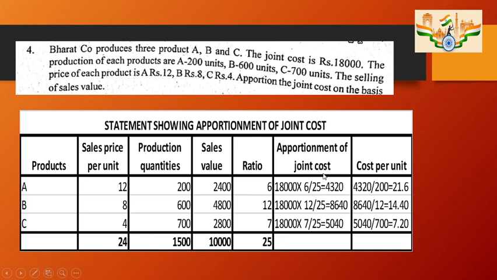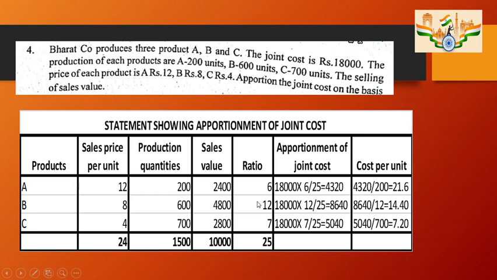So now apportionment of joint cost on the basis of this ratio. 18,000 into 6 divided by 25, that is 4,320. 18,000 into 12 divided by 25, 8,640. 18,000 into 7 by 25, 5,040. So this ratio you have to calculate based on the sales value. That is the ratio. On that basis you have to distribute this 18,000 rupees to A, B and C. Then what is the cost per unit? 4,320 divided by 200, that is 21.60.